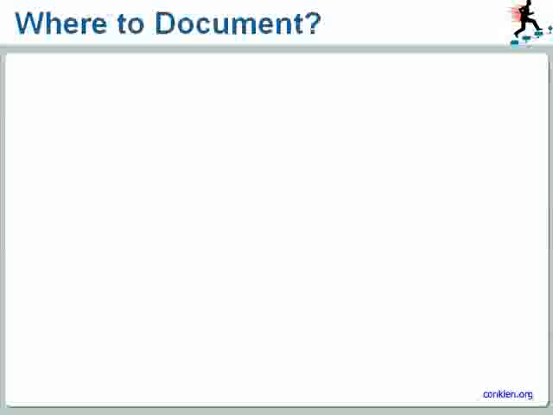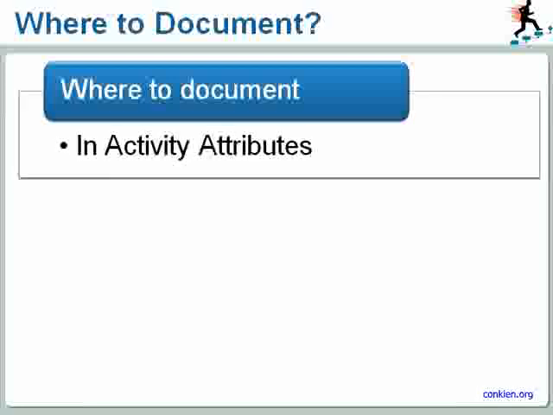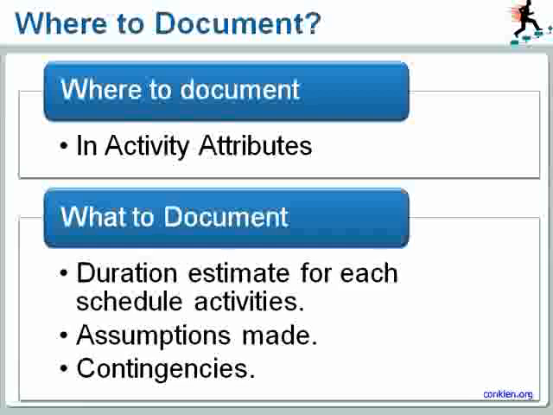Alright, so we now have a lot of additional information available to us after we have estimated these activity durations. So where would you document all of this information? Of course, the answer is you document this in your activity attributes. Here you document the duration estimates for each of your schedule activities. You also document all the assumptions that you have made. And don't forget, you have made contingencies, you have made reserves, and therefore you will also document those in your activity attributes.